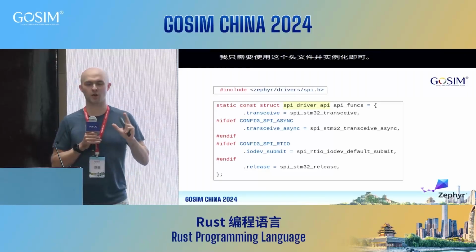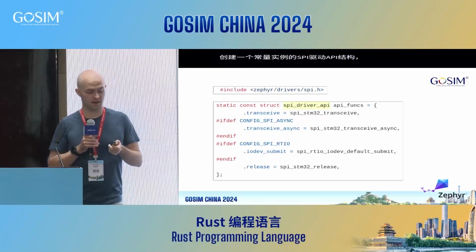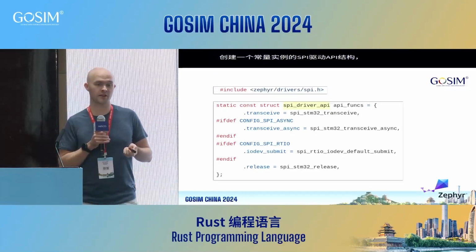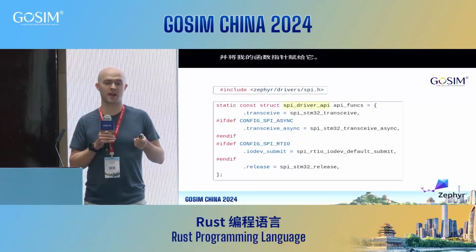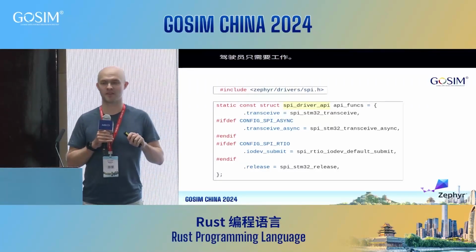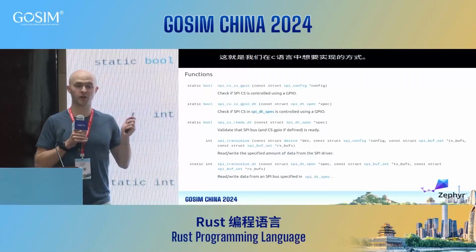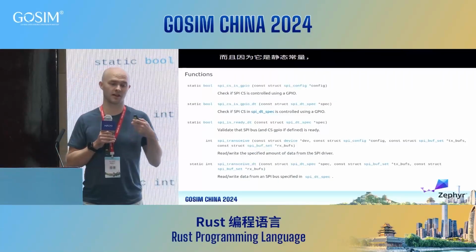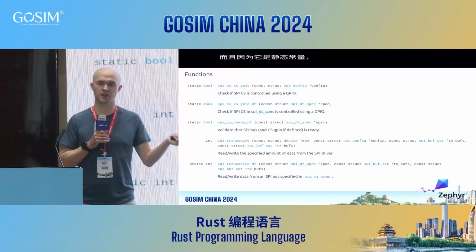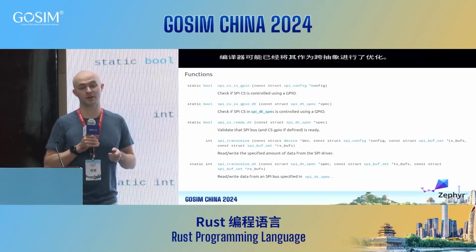This is exactly how you would want to do this in C. And also because it's static const, probably the compiler is able to make this a zero cost abstraction. Also, you get a bunch of free functions, mostly following from the use of the device tree source files, which is also very nice.